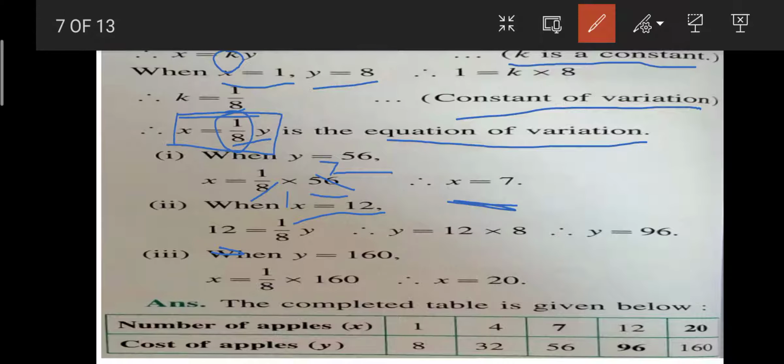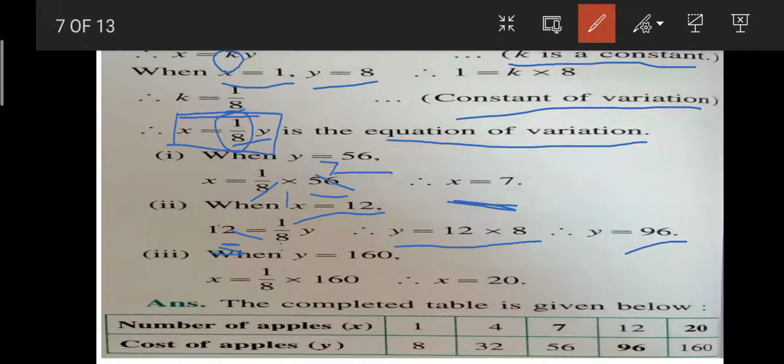Okay, now here what we will do, this number will take it over here. Here it is divide, when it will come here it will become multiply. So we get y is equal to 12 into 8. How did you get this, students? Here it is divide, when it crosses the is equal to sign, it will become multiply.